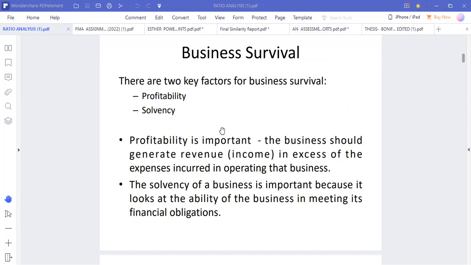When we're dealing with profitability, we'll be looking at the profitability ratios, how the business is able to generate sales or excess income over the expenses. Solvency will be looking at how the business is able to meet its debt obligations, its financial obligations. So this is basically pertaining to business survival.